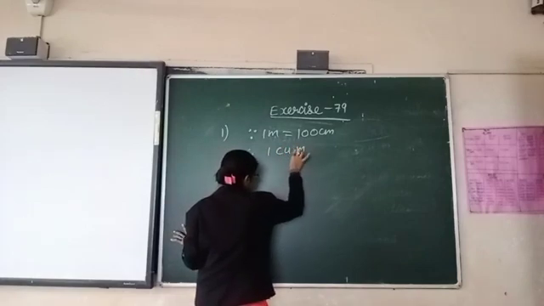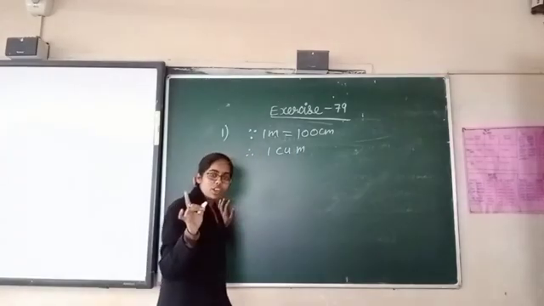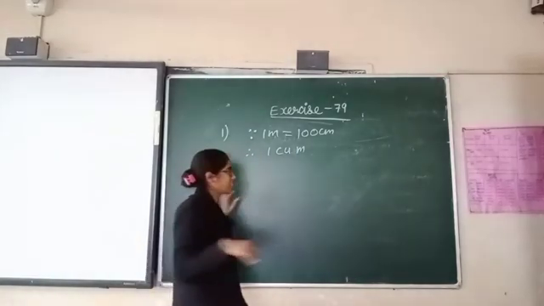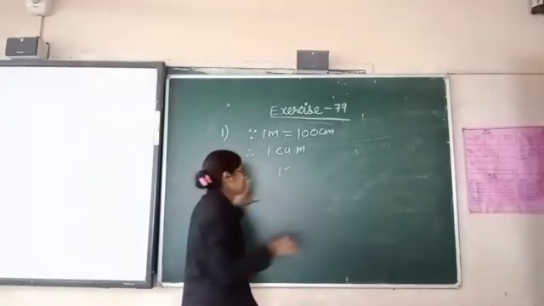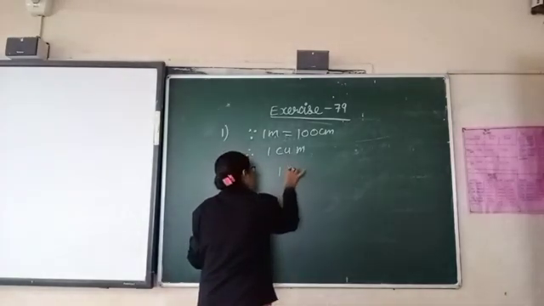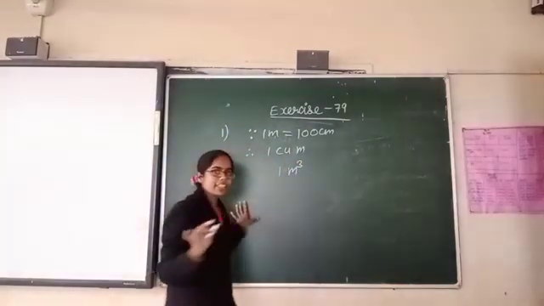1 cubic meter. We can write it in another way also. Now I have taught you the second way of writing. How are we writing? Don't write the second one. I will write it to make you understand. 1 cubic meter, we can write like this, no?